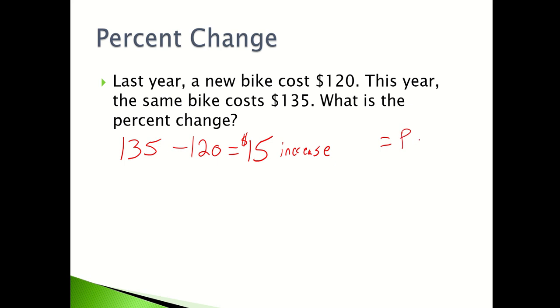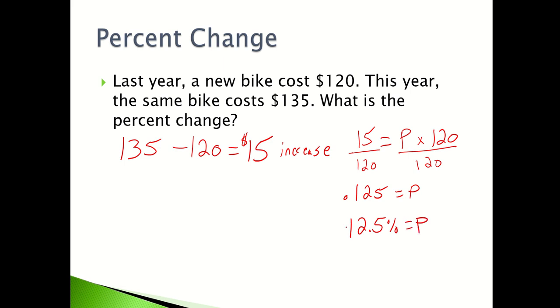So now that we know the increase, $15, to find the percent change, that's going to be the percent. So I'll put P for percent, multiplied by the whole. Well, the whole is the original amount, right? 120. And that's going to be the increase or decrease, in this case, 15. So now we divide by the original amount, 120. 15 divided by 120. And we get 0.125 is our percent, which is 12.5. So we have an increase of 12.5%. So let's use the word increase there as well. So it's a 12.5% increase. There you go.